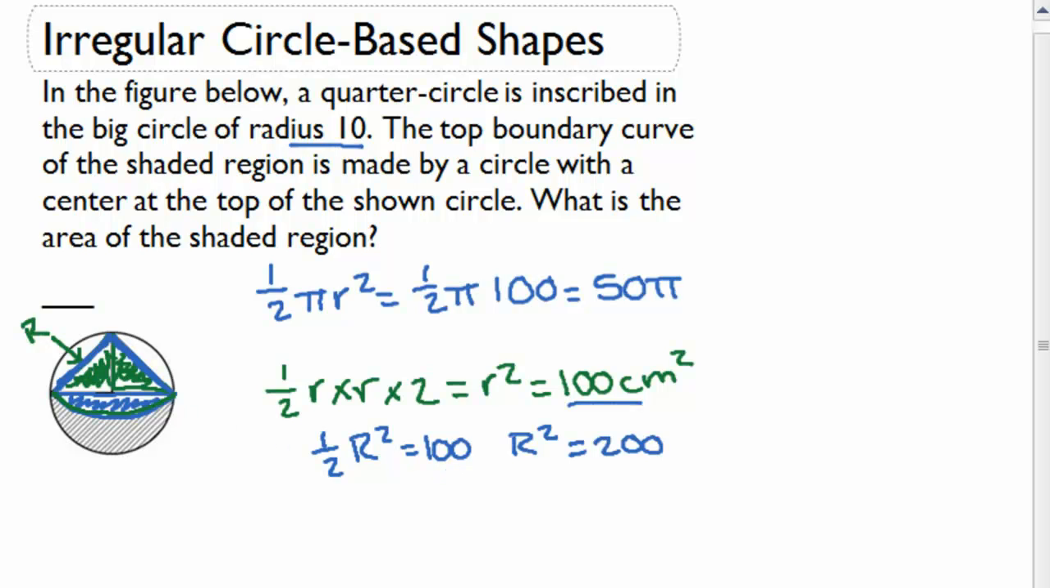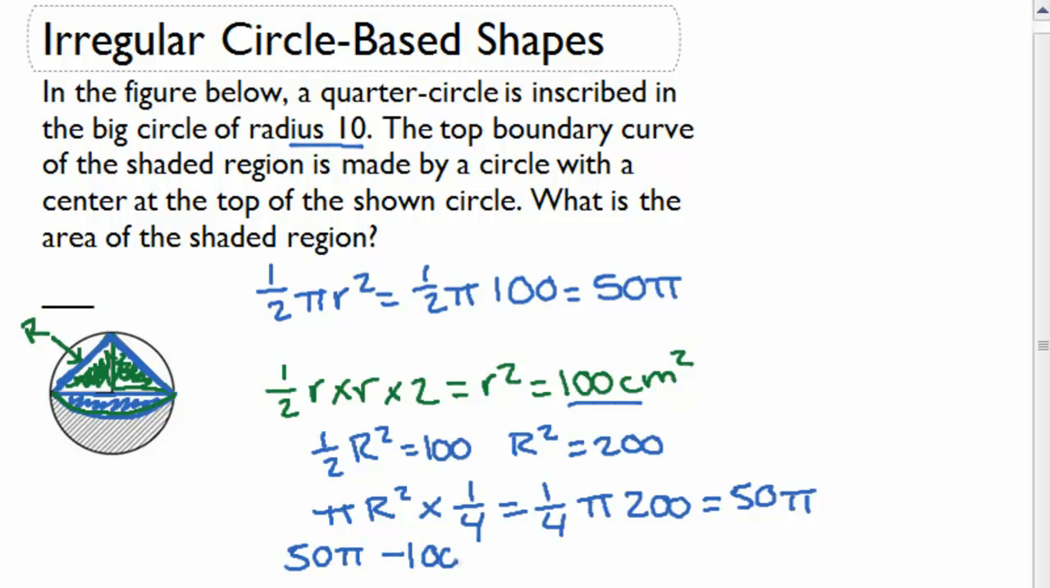Now, we know that this is a quarter of a circle. So if we have a quarter of a circle, and we know that the area of a circle is pi r squared, we're going to multiply that by 1/4. This means that we're going to multiply 1/4 by pi times 200, since we know that r squared is equal to 200. When we take 1/4 of 200, we get 50, and we still have to multiply by pi. This means that our entire quarter circle would be 50 pi. Since we already figured out that the two triangles on the top are 100 centimeters squared, we can take 50 pi and subtract 100.